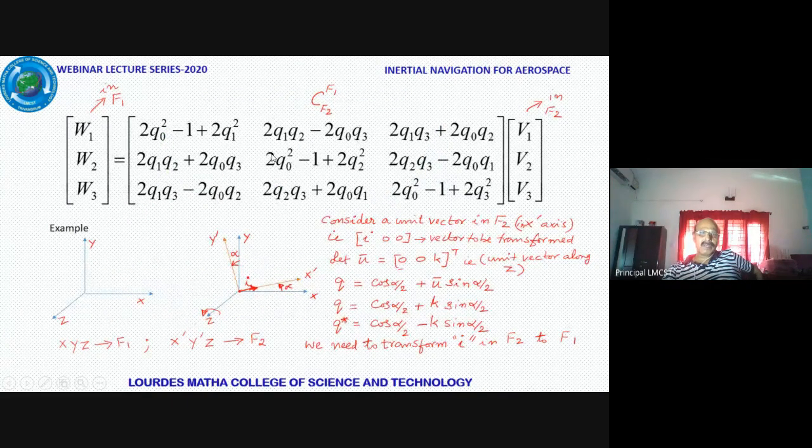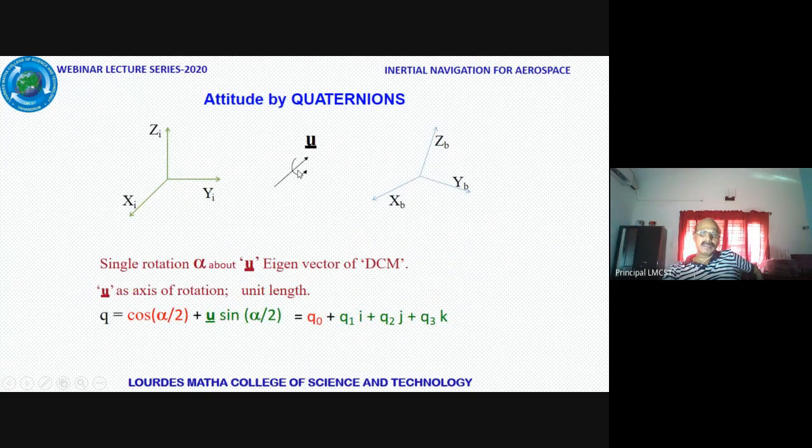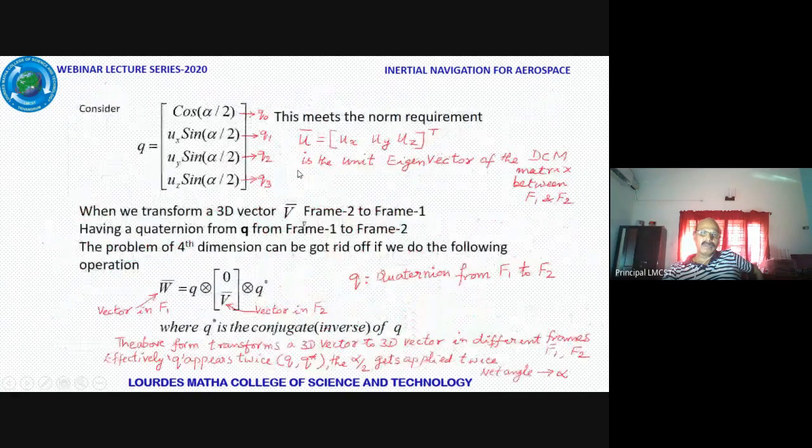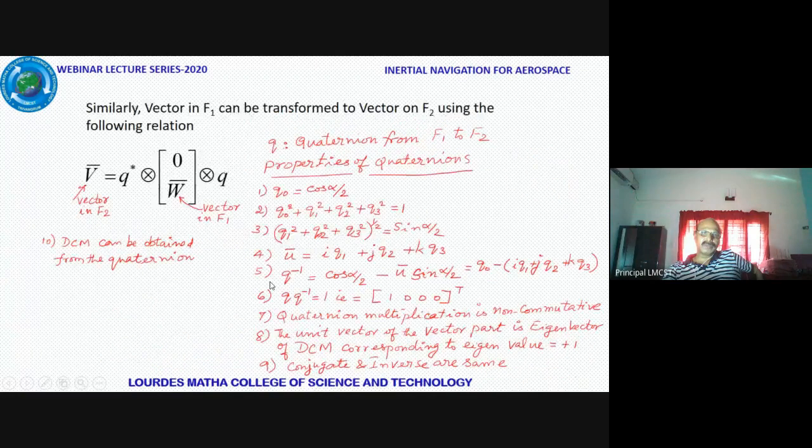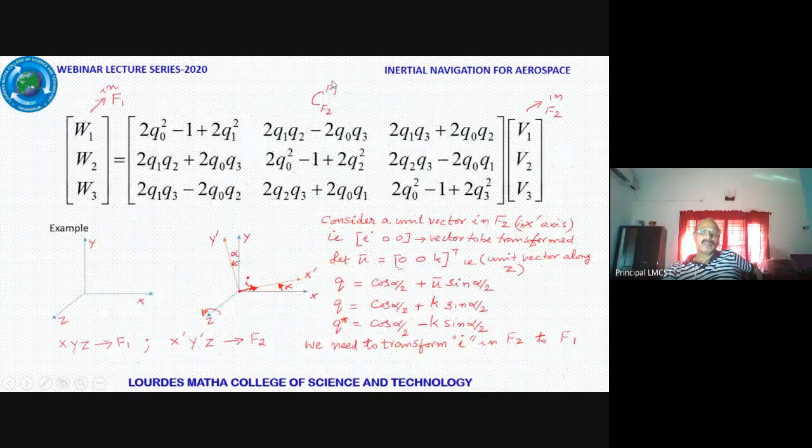Now, how to derive this? For that, you have to do the explicit quaternion multiplication and then get those terms. It looks like a lot of terms are there, but it's very easily definable. So this is a DCM matrix from F2 to F1. And if you want the DCM of F1 to F2, simply take the transpose of this.